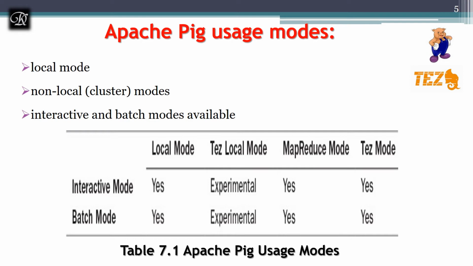Next, on the Tez local mode, interactive and batch modes were in the experimental phase when this textbook was written. Maybe that experiment might have been completed by this time. And on the MapReduce mode, in the non-local mode we can get a MapReduce mode and the Tez mode. In the MapReduce mode, interaction is supported, batch mode is also supported, and in the Tez mode also interaction is supported and batch mode is also supported.